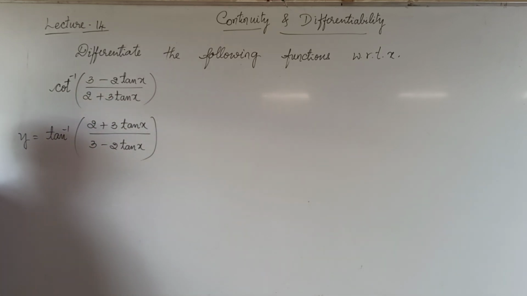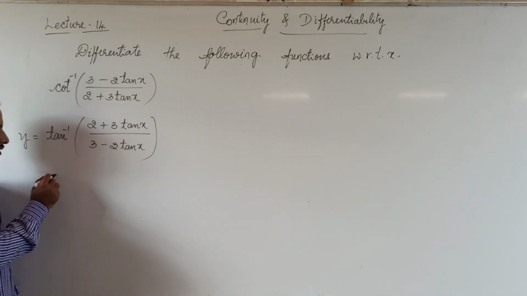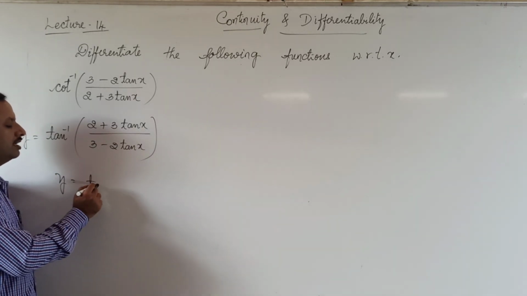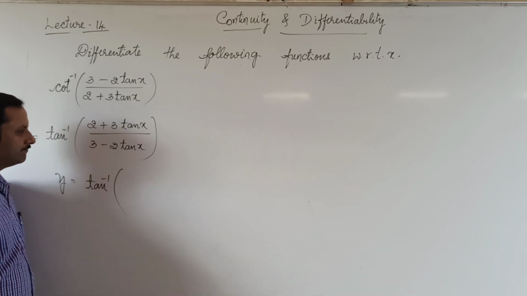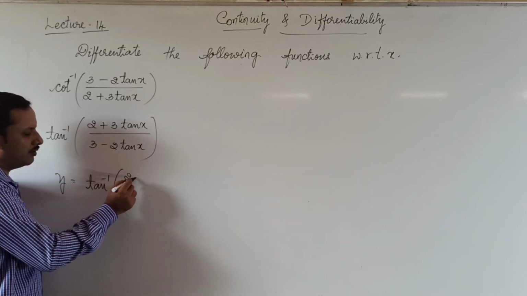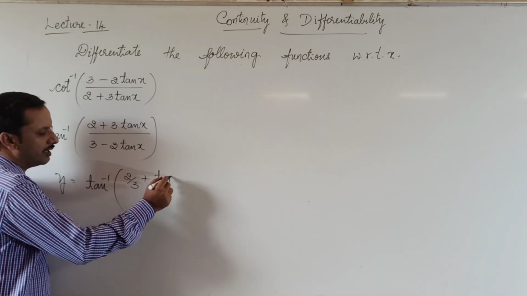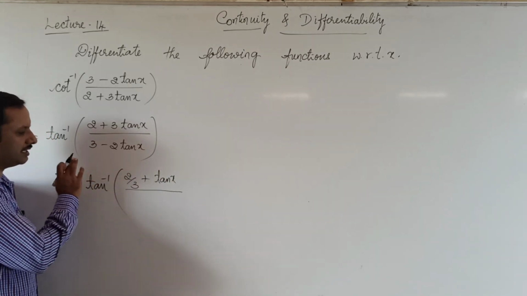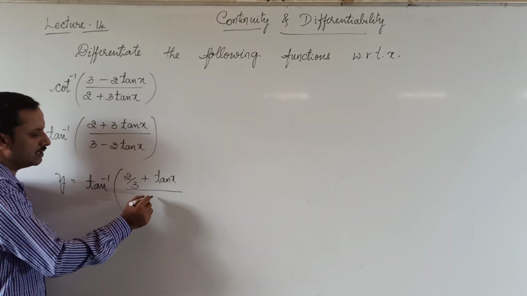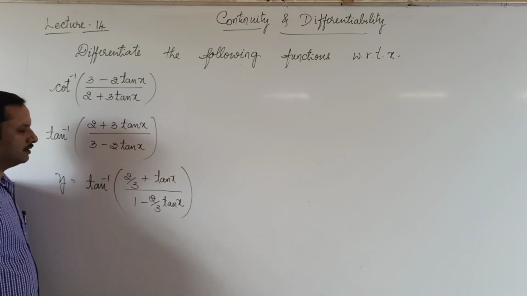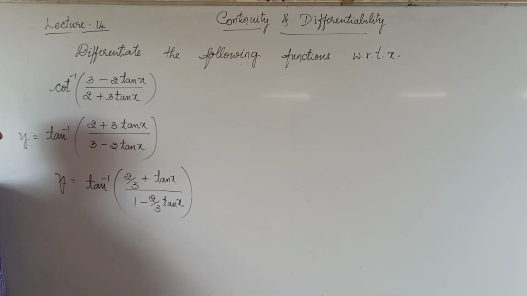Okay. Now, I'll call this y as always. I'll divide the numerator as well as the denominator by 3. So when I divide by 3, this will give you 2 by 3 plus, here 3 gets cancelled, so you have tan x, divided by, here 3 gets cancelled, 1 minus 2 by 3 into tan x. So tan inverse of 2 by 3 plus tan x divided by 1 minus 2 by 3 into tan x.